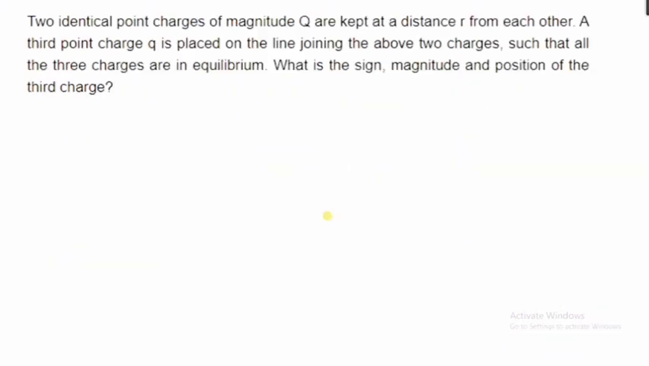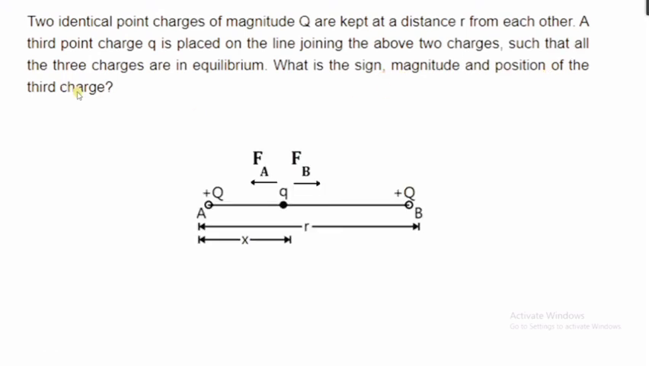Next question: two identical point charges of magnitude Q are kept at a distance r from each other. A third point charge q is placed on the line joining the above two charges such that all three charges are in equilibrium. What is the sign, magnitude and the position of the third charge? So in this question, Q and Q are placed at a distance of r and the third charge q is placed on the line joining these two. So you have to find the position of this charge and the magnitude of this charge in terms of Q.